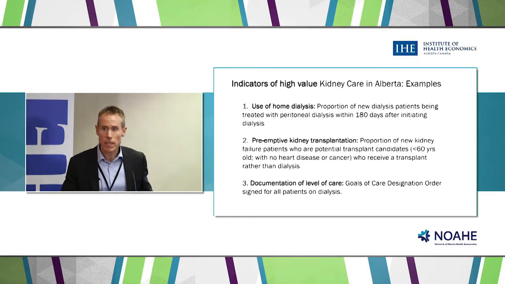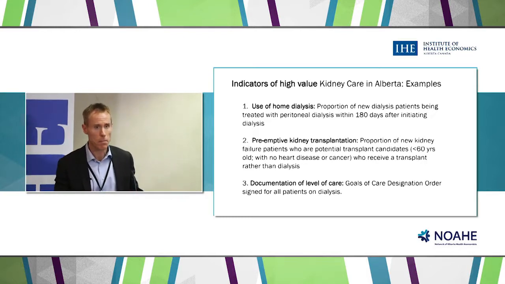Preemptive kidney transplantation. If I was to develop kidney failure, there's only about a 1 in 13 chance that I will start with transplant, which is better outcomes, better quality of life, and less expensive. 12 out of 13 times I'd start with dialysis. So that's another thing that we can embed into physicians' accountability.